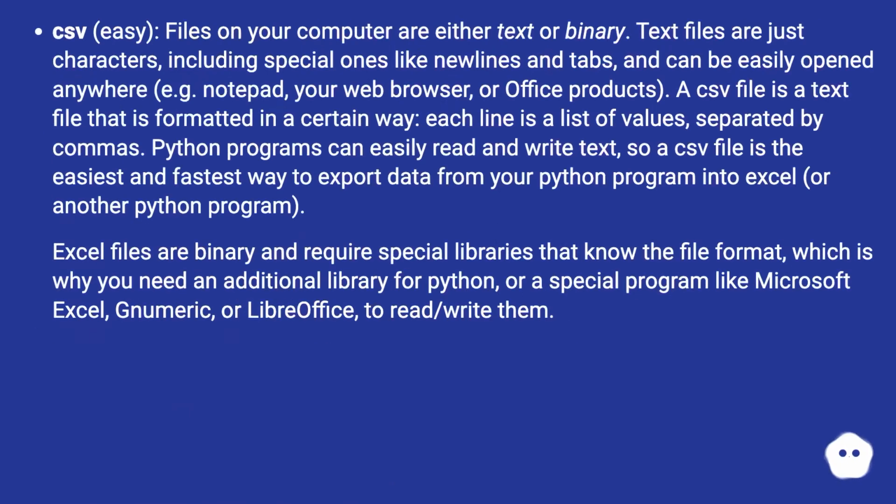CSV, easy. Files on your computer are either text or binary. Text files are just characters, including special ones like new lines and tabs, and can be easily opened anywhere, e.g. Notepad, your web browser, or Office products. A CSV file is a text file that is formatted in a certain way. Each line is a list of values, separated by commas. Python programs can easily read and write text, so a CSV file is the easiest and fastest way to export data from your Python program into Excel, or another Python program.